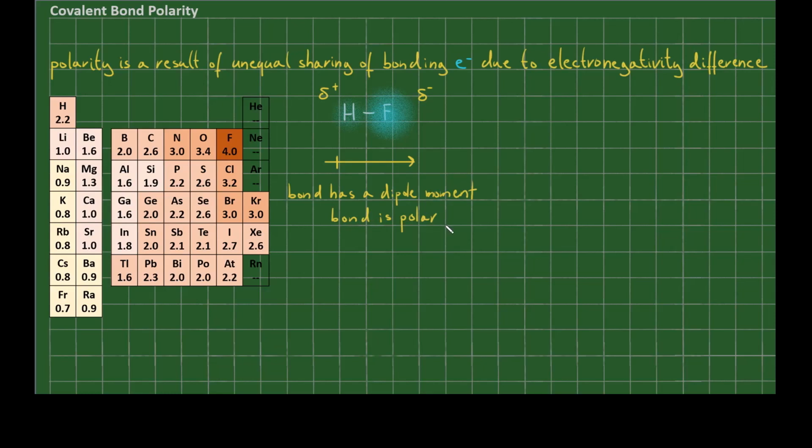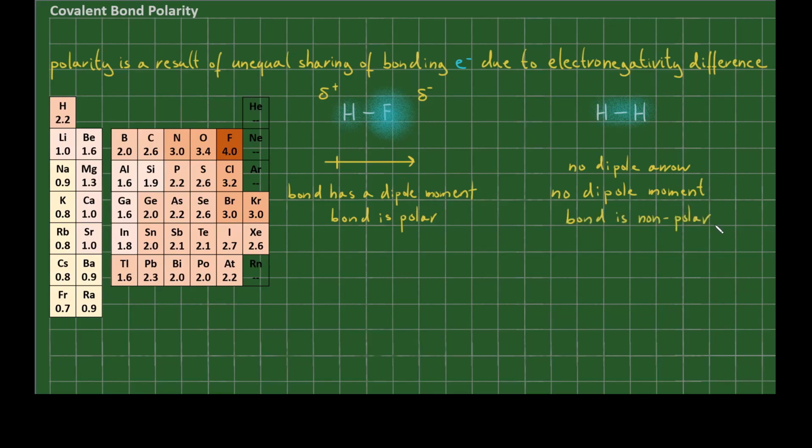Let me bring in another example. This time I'm going to look at a molecule of hydrogen. Because the atoms are identical, there is no difference in electronegativity. In terms of the electron cloud, I could say that it is evenly distributed across the bond. And so, I cannot draw a dipole arrow. This also means that there is no dipole moment. And if there is no dipole moment, the bond is non-polar.